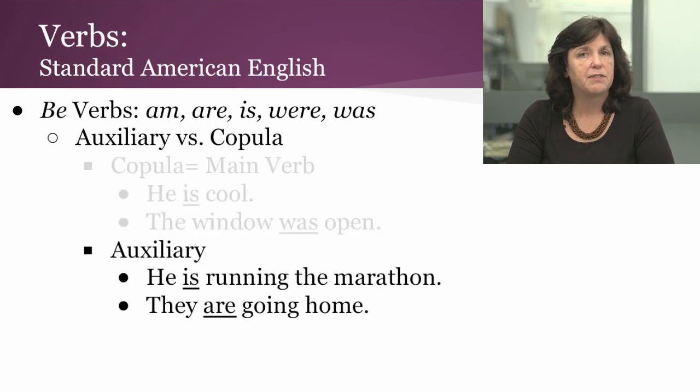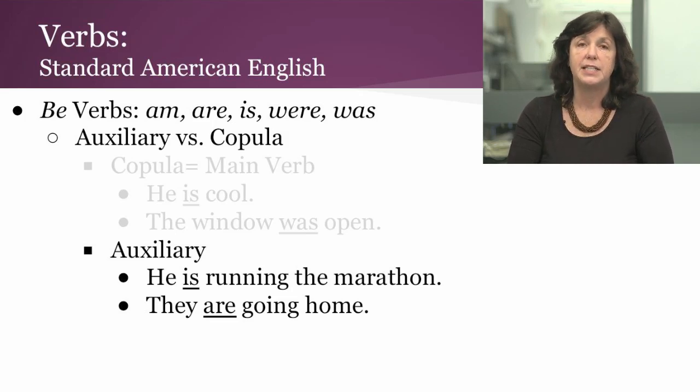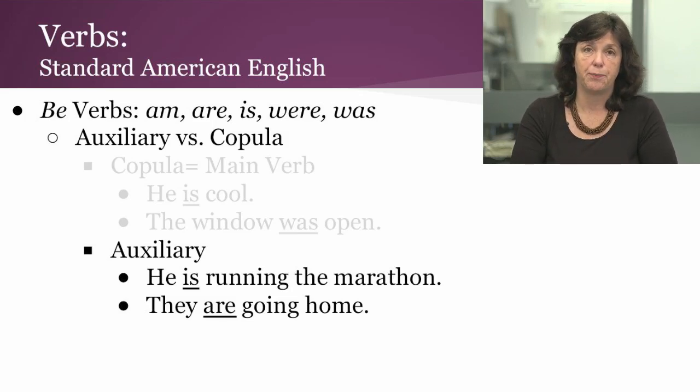Here are some examples of the verb be serving as an auxiliary verb. He is running the marathon. They are going home. So in these cases, the auxiliary form of be is clarifying the action, state of being, or occurrence that's described by the main verb.